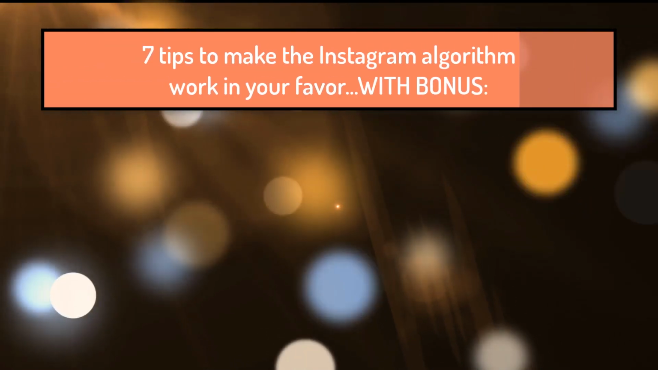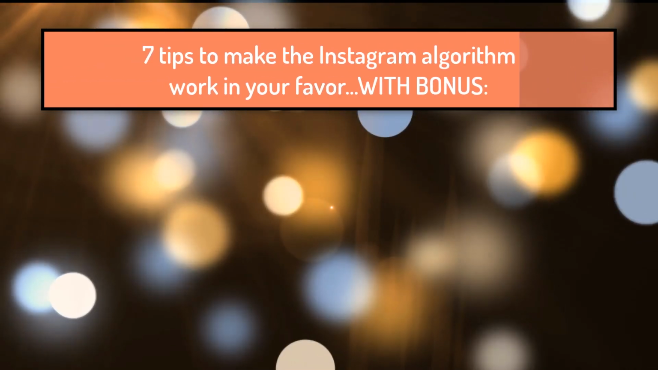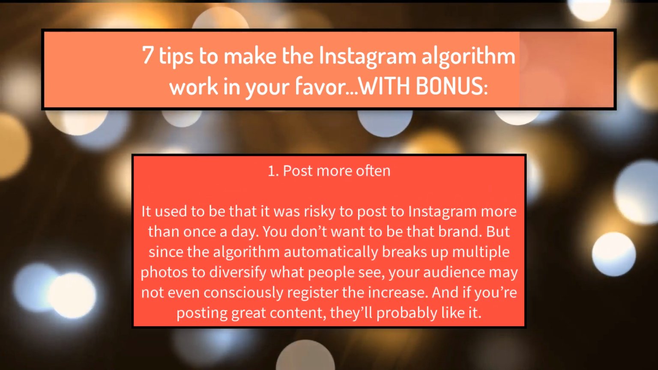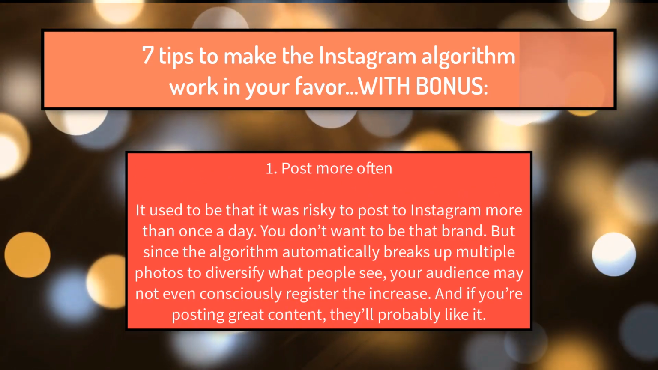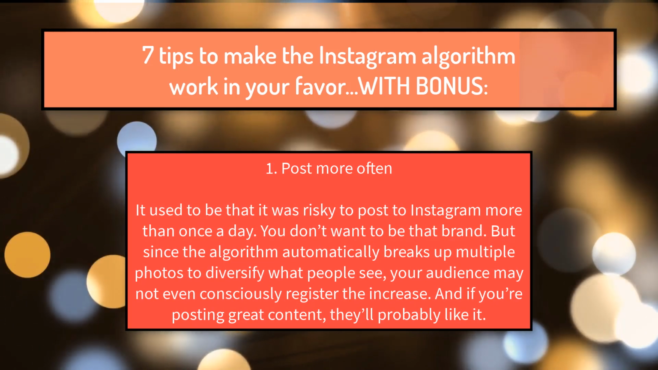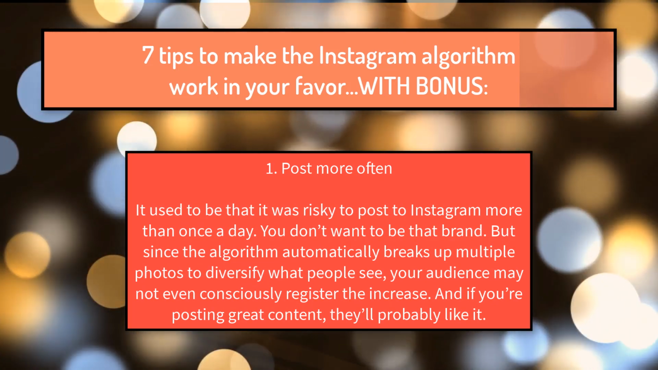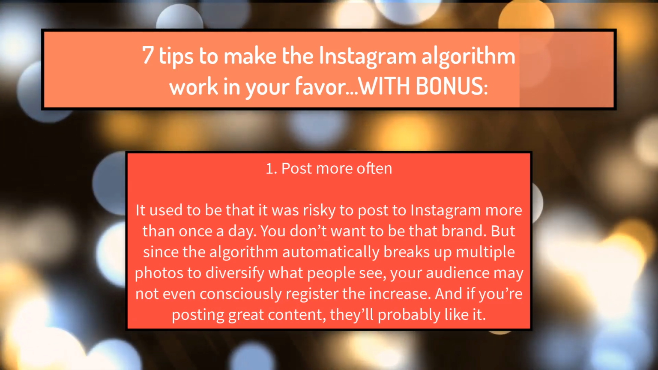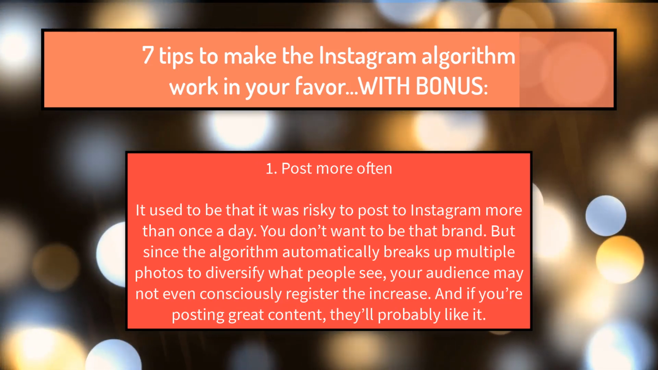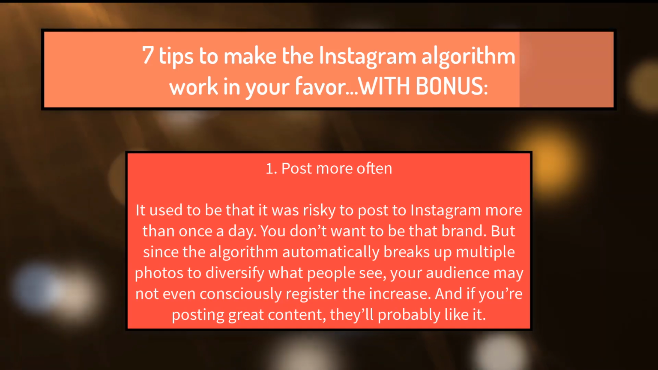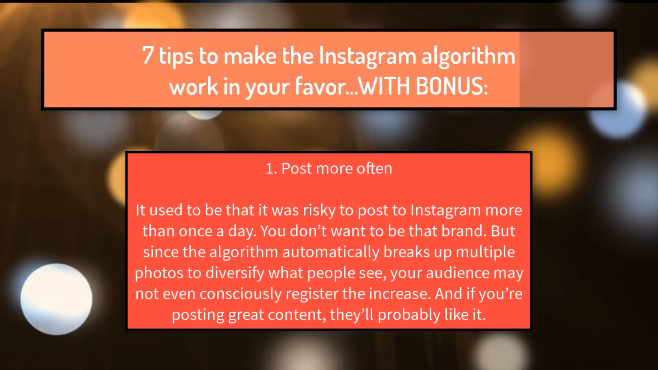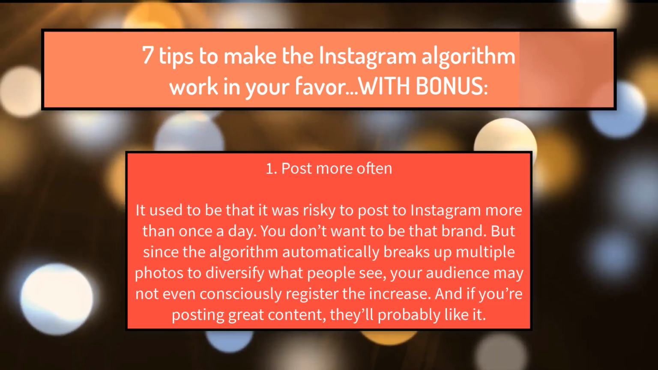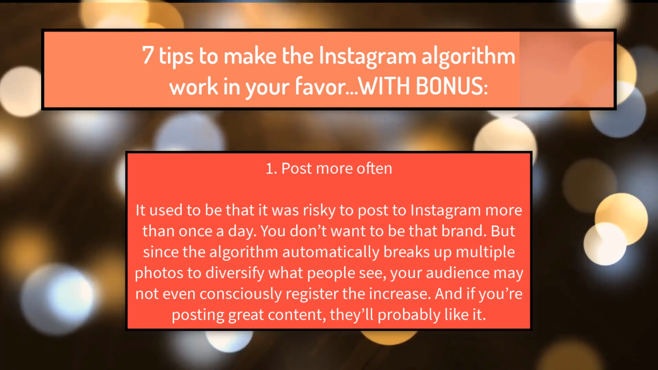Eight tips to make your Instagram algorithm work in your favor. The first one is post more often. It used to be that it was risky to post on Instagram more than once a day. You don't want to be that brand, but since the algorithm automatically breaks up multiple photos to diversify what people see, your audience may not even consciously register the increase. And if you're posting great content, they'll probably like it.